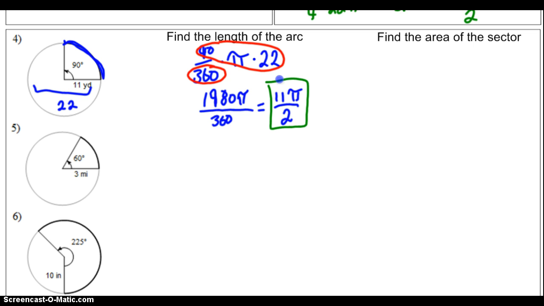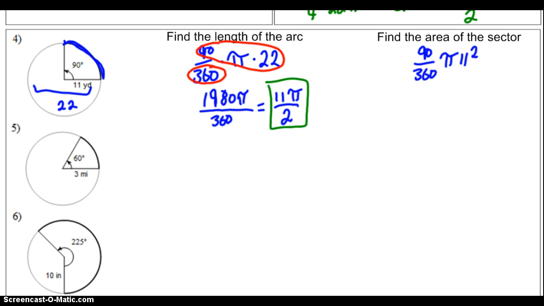Now you could put that in the calculator to get it in decimal form, but we're going to leave things in exact form for now. The area of the sector is very similar. We start by writing the area of the entire circle, which is, remember, pi r squared. So pi 11 squared. But we don't want the entire circle. We just want the area of these 90 degrees of the circle. So we put 90 over 360 out front.